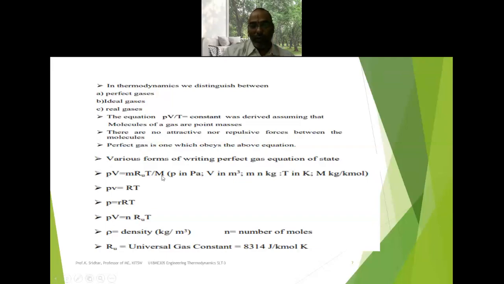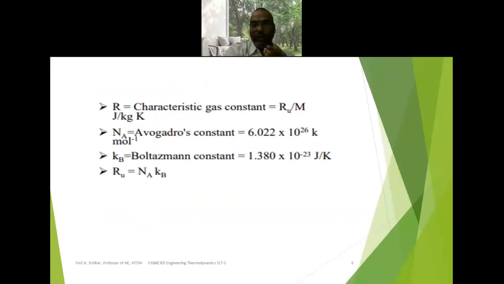Suppose I want to find out the characteristic gas constant value of air. Then R is equivalent to RU by M. RU is the standard 8314 joules per kilomole Kelvin. Then what is the molecular weight of air? The molecular weight of air is 28.96. Normally we take it as 29. So 8314 divided by 29 will give you the characteristic gas constant value of air. Like that we can find the R value for various types of gases.